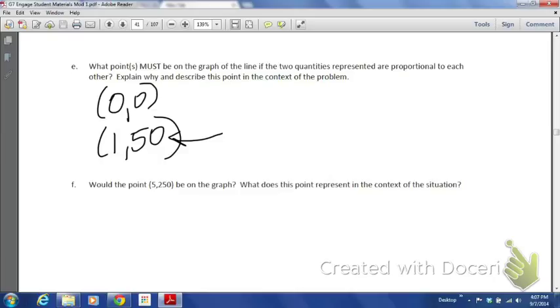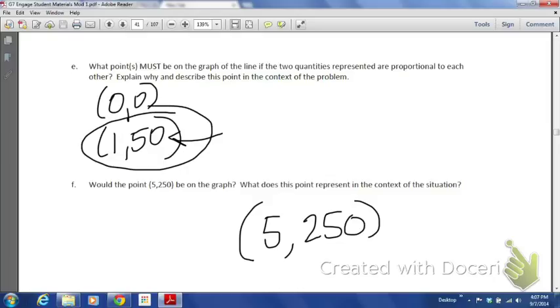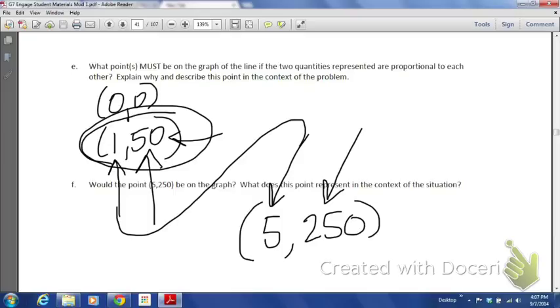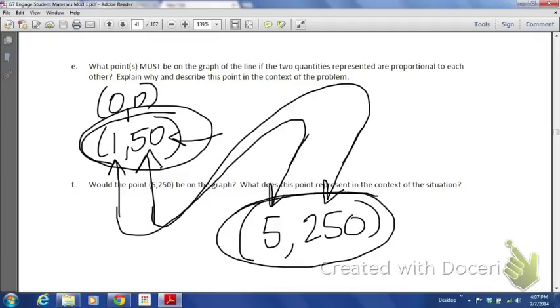Okay, so we need to know. So our relationship 5 and 250, and if we took our unit rate for every one person, $50, we could apply that to 5 and 250, and we can see that it is indeed proportional because 1 times 5 is 5, and then 50 times 5 is 250, so we have a proportional relationship here. So yes, indeed, it would be on our graph.